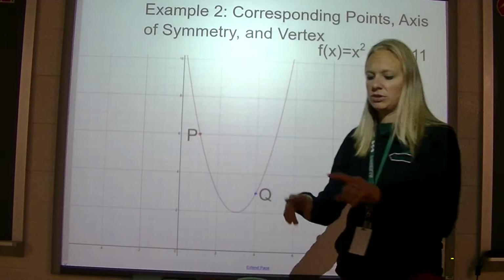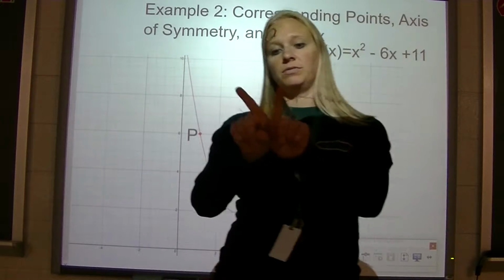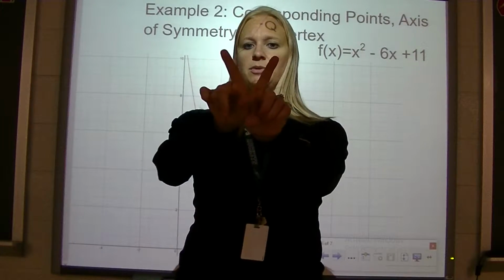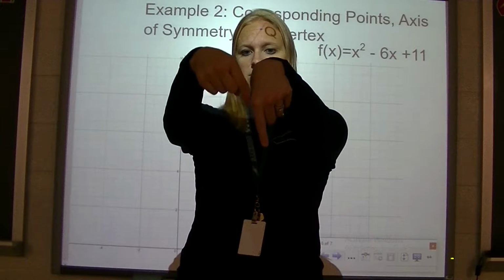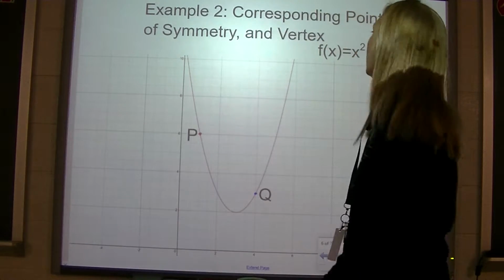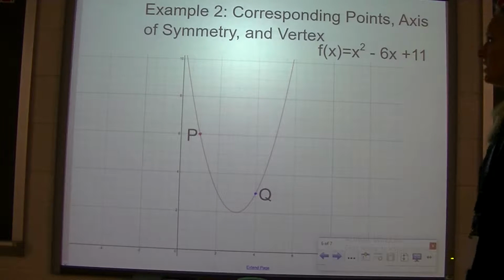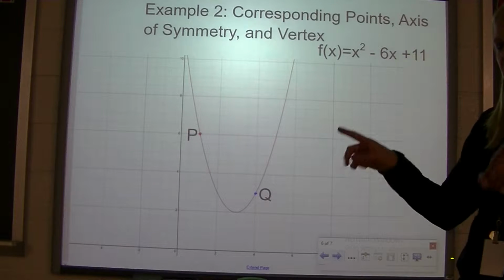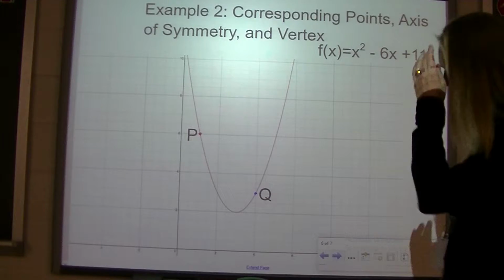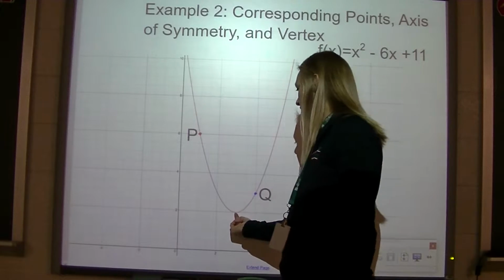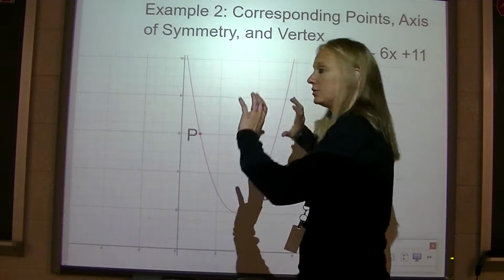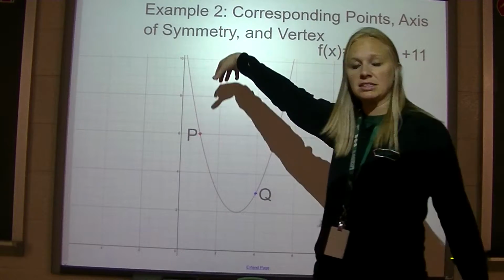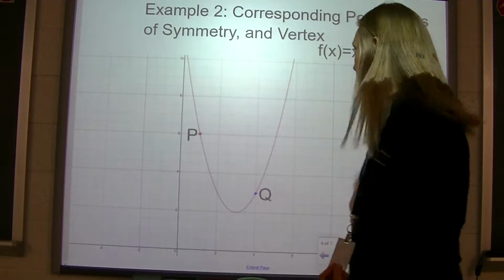Now vertex, we talked about vertex of an absolute value function. Remember that was the tip of the V, or if it was upside down it was still that point, the tip of the V. The vertex of a parabola is pretty much the same concept, it's just not the V. It's still the maximum, or in this case the minimum point, or if this was flipped the other way around it'd be the maximum point. That is still your vertex.